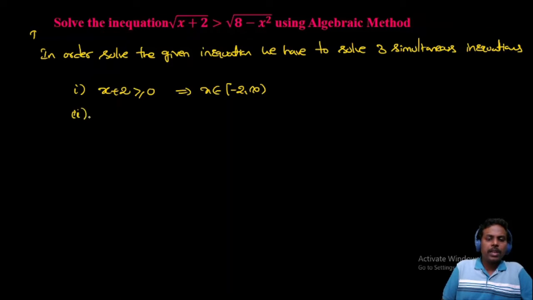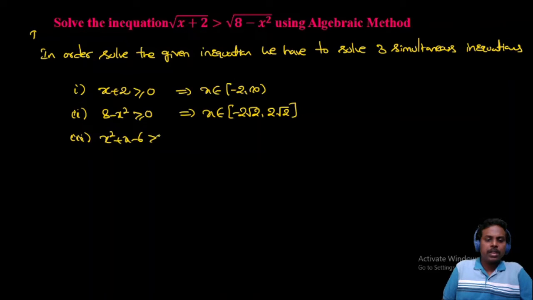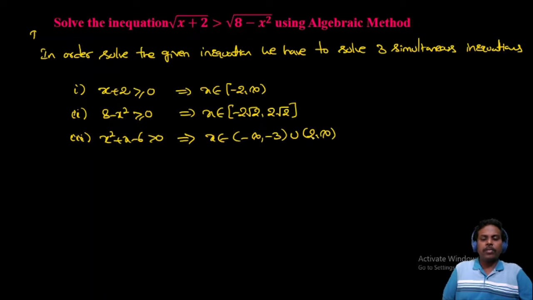What is the second inequality? 8 minus x square greater than or equal to 0. We have seen the solution here. It is minus 2 root 2 to 2 root 2. And the third inequality that we have seen is x square plus x minus 6 greater than 0, implies x belongs to minus infinity to minus 3 union 2 to infinity.